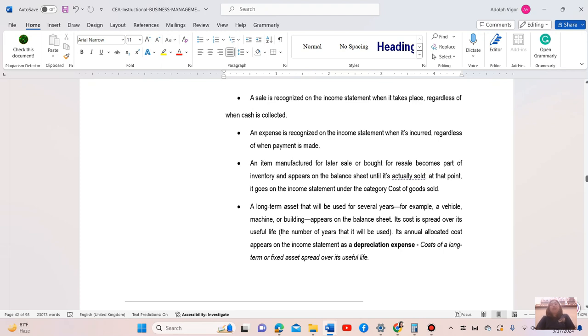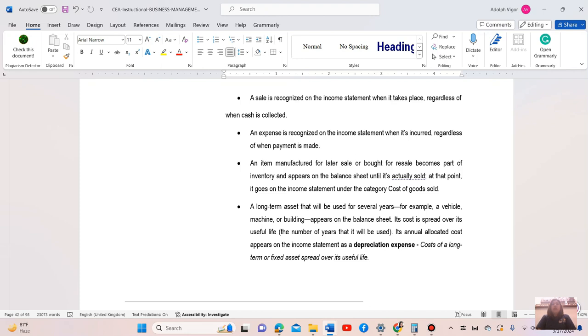First, a sale is recognized on an income statement when it takes place, regardless of when payment is made. Second, an item manufactured for later sale or bought for resale becomes part of inventory and appears on the balance sheet until it's actually sold. At that point, it goes on the income statement under the category cost of goods sold.